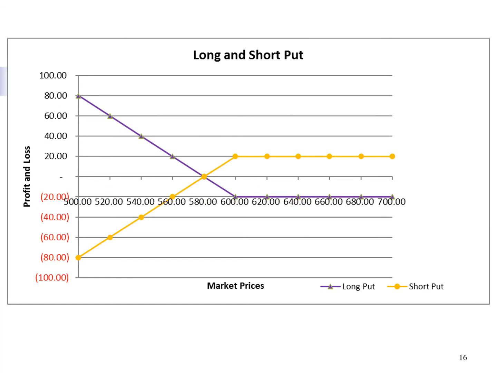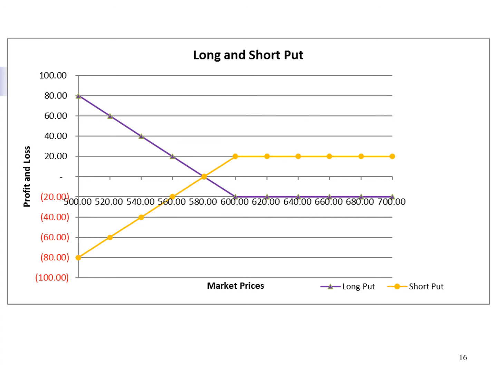This figure shows the profit or loss earned by a put buyer and a put seller. If the market price is above $580 at the time of expiration, the put buyer will lose money on the put purchase. However, the amount of the put buyer's loss can be no more than $20. Risk of the buyer is limited to the put premium.